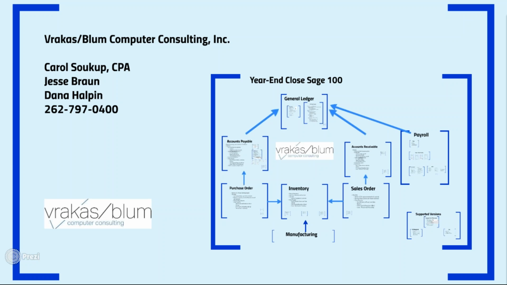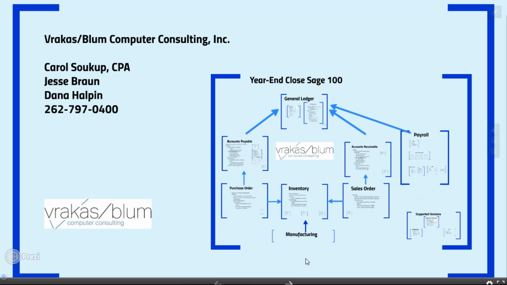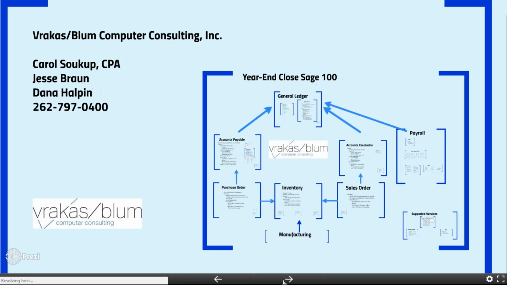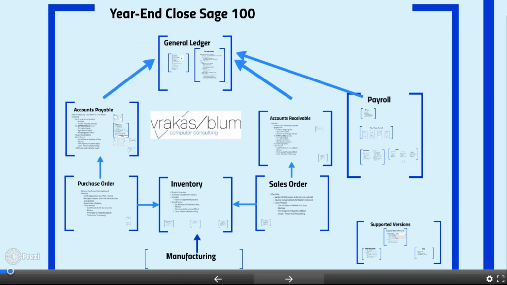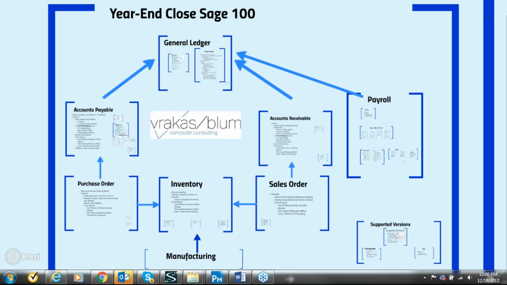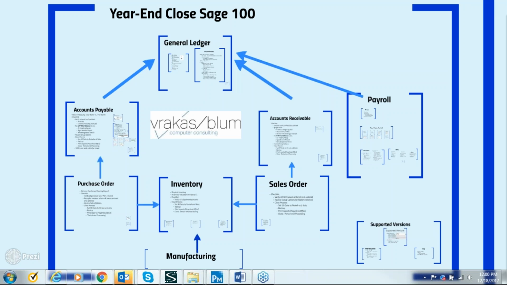And with that, I would like to present Jesse to talk about closing the distribution modules. Thanks, Carol. So first, we're going to look at our order of closing when you are closing your year. This diagram shows the proper module posting process that you should be following, and there's a reason to close your modules in a particular order. For example, your sales order creates invoices which are posted to your accounts receivable. So you want to make sure to close your sales order before you would close your accounts receivable.